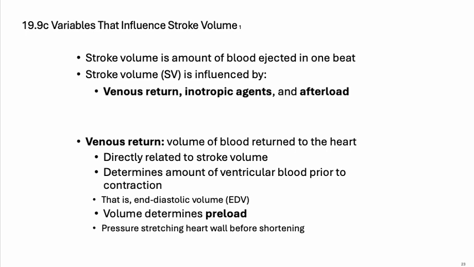Recall, stroke volume is simply the amount of blood that's ejected in a single contraction. So how much blood leaves, let's say, the left ventricle in one ventricular contraction. That's your stroke volume. Your stroke volume is going to be influenced by three main things. One is venous return. Venous return is simply the amount of blood coming back to the heart.